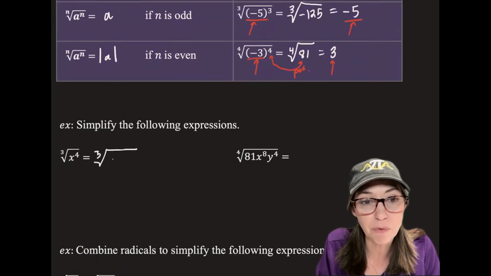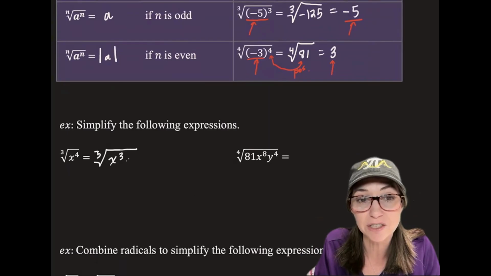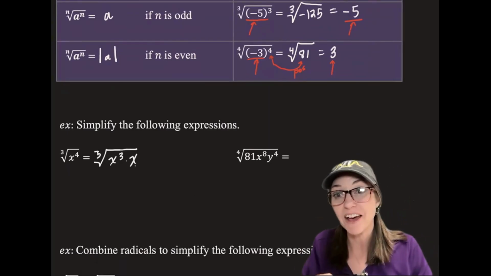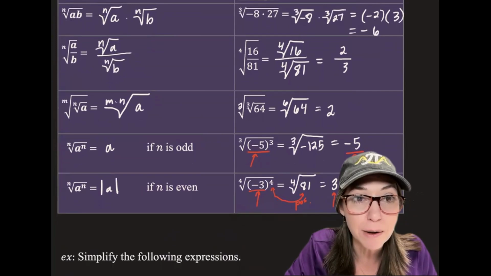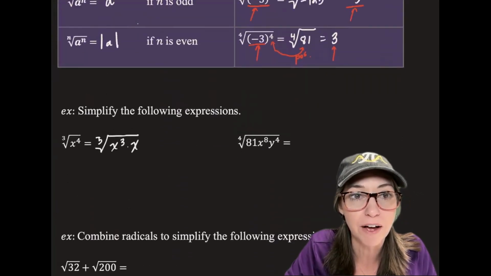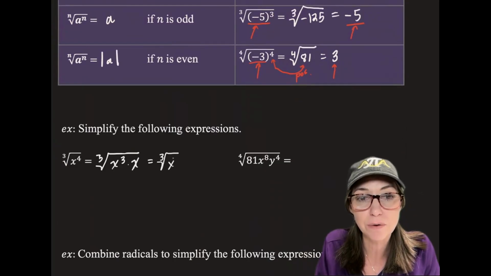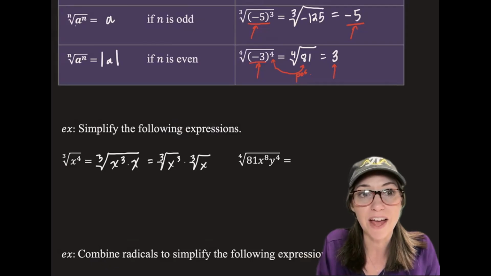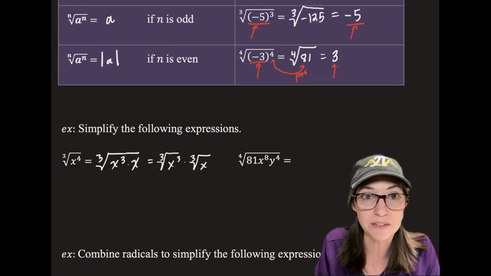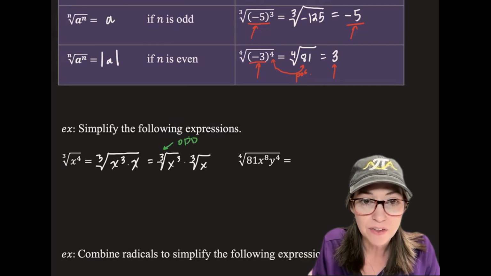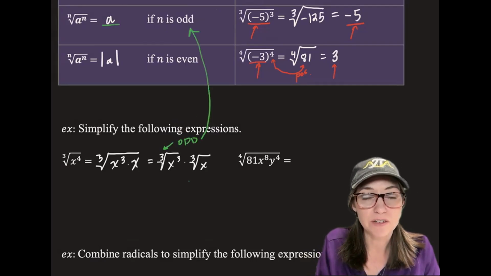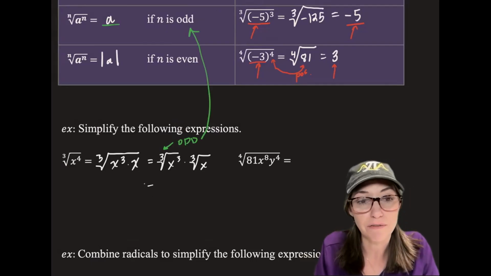is split x to the fourth up into two pieces. Let's write it as x cubed times x. And then by that very first property at the top, we're going to split that up into two radicals, which we can then simplify one at a time. So let's split that up into the cube root of x cubed times the cube root of x. And then the cube root of x cubed, since n is odd, right? 3 is odd. So therefore, it just simplifies to x. We do not need to involve absolute value bars. So this does simplify to x times the cube root of x.